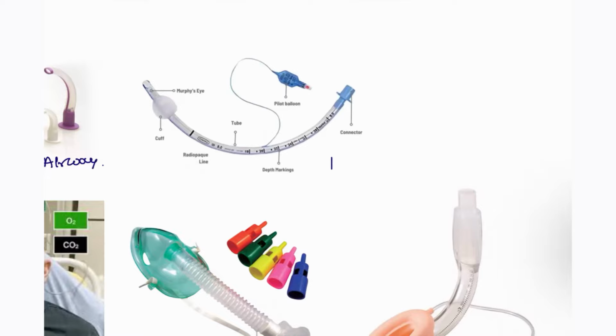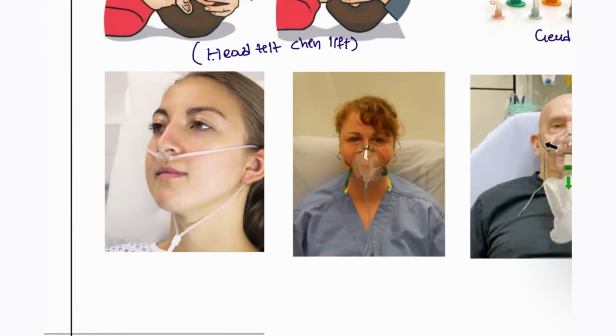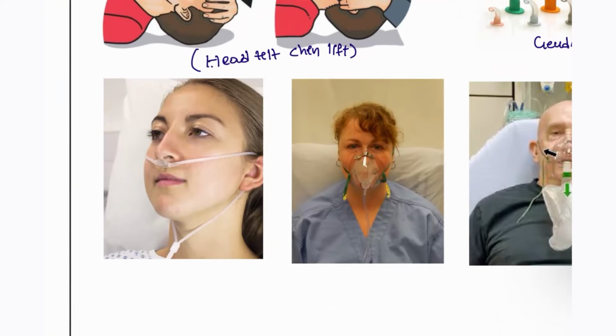Next, we all know this is the endotracheal tube. Here you can see this is the Murphy's eye. This is the cuff. Why is the cuffed ET tube important, guys? It will decrease the risk of aspiration. Okay, another point. Next, there are different types of airway management.